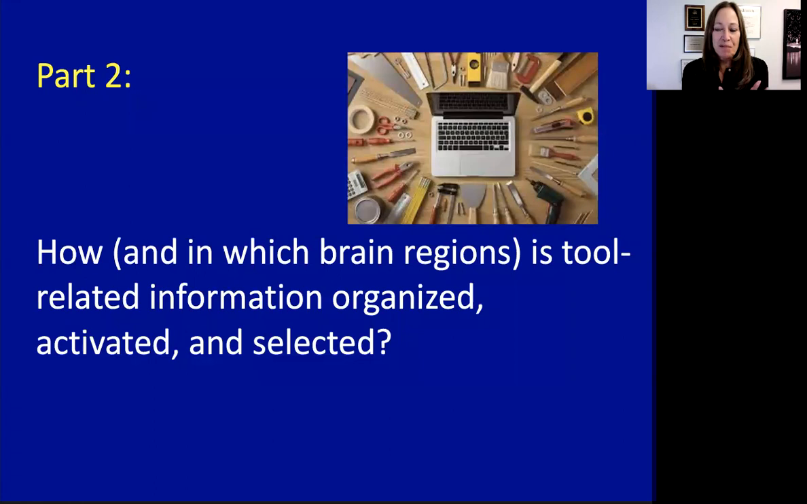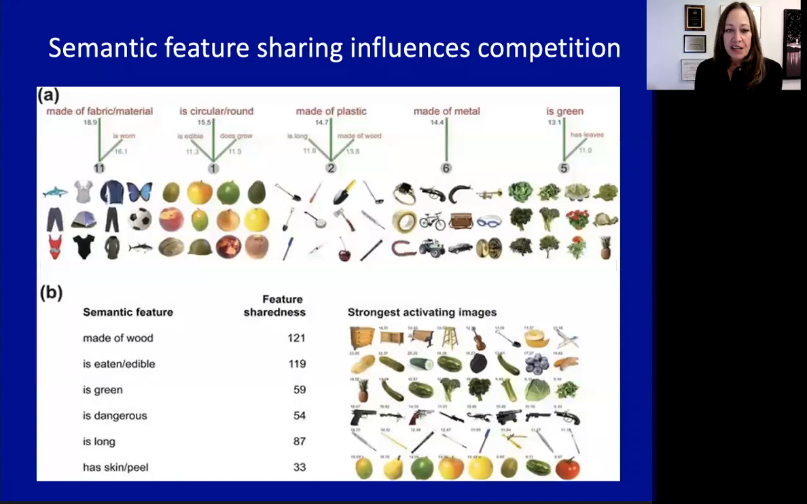So in the semantic memory literature, it's been appreciated for quite some time that competition between entities, between memories, is determined in part by their proximity in semantic feature space. And what do we mean by feature space? Well, semantic features are things like the material that an entity, object, an animal, a fruit, a vegetable is made of. Is it circular? What's the shape of that object? What color is the object?